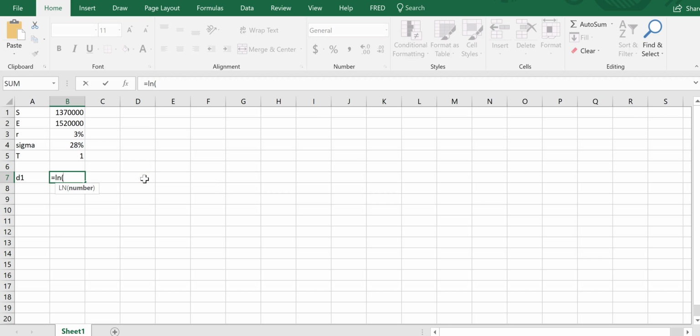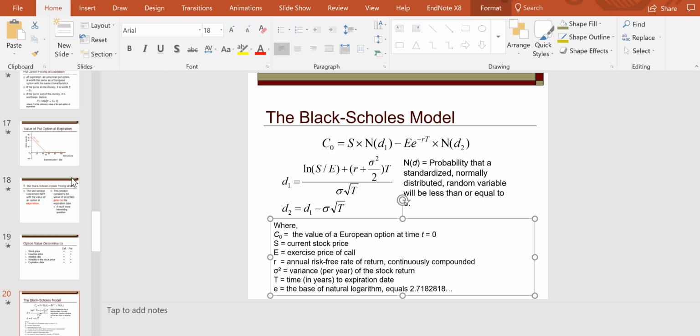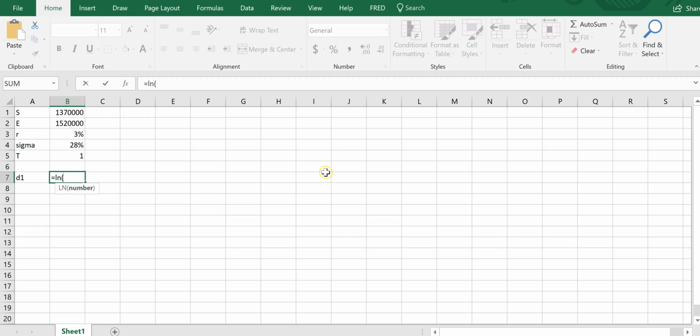In Excel, you can use the capital letter or the lowercase letter, it doesn't matter. You can put capital LN, or, like in my case, I just put a lowercase ln. Both will give you the same results. So ln S over E, right? The stock price over the exercise price.